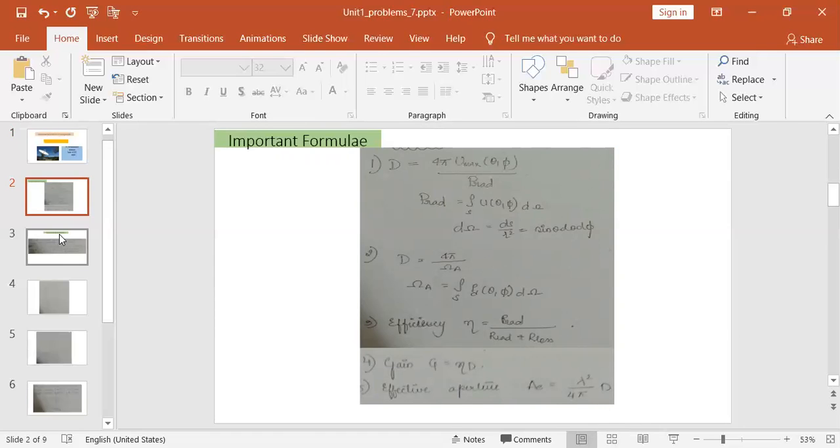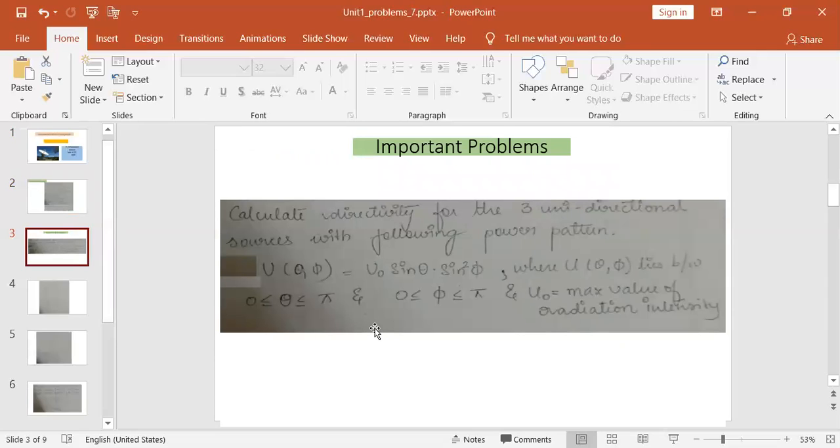So we'll see the first problem. Calculate directivity for a unidirectional source with the following power pattern. U of theta comma phi is equal to U naught into sine theta into sine square phi, where theta lies between 0 to pi and phi between 0 to pi, where U naught is the maximum value of U. Okay. So to solve this problem, we have U given and also ranges of theta and phi.